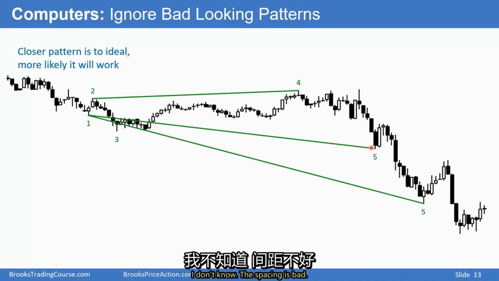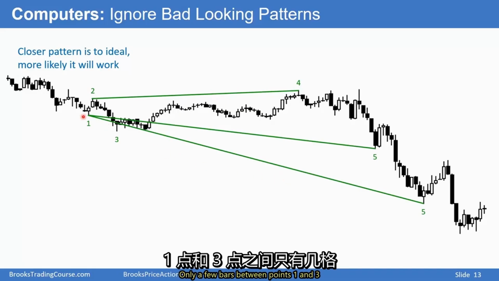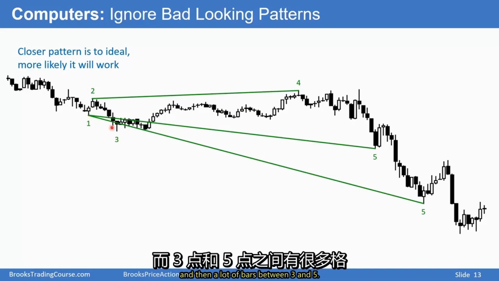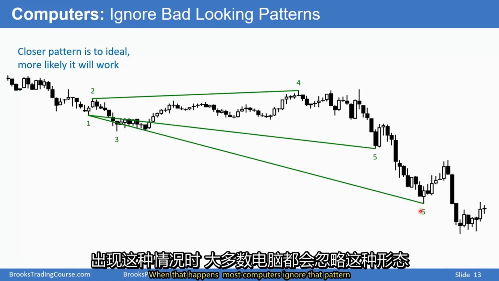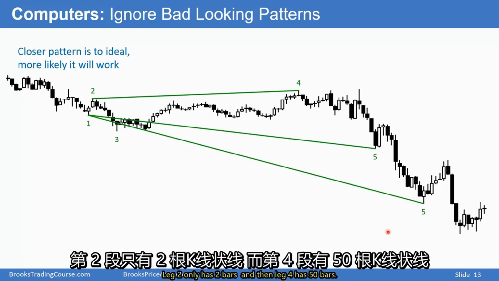Is this an expanding triangle here or here? I don't know. The spacing is bad. Only a few bars between points 1 and 3, and then a lot of bars between 3 and 5. When that happens, most computers ignore that pattern and look for something else, anything else.